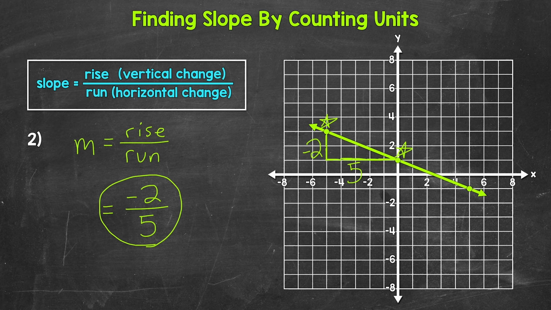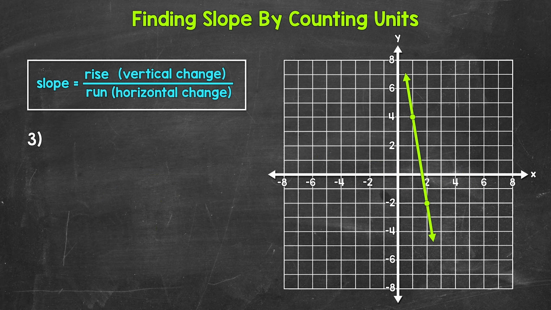And just to check, let's use this point and this point to see if we get the same thing. So our vertical change here is 1 unit, 2 units down, so -2 here. And then our run, the horizontal change, we go 1 unit, 2 units, 3 units, 4 units, and 5 units. So our run is 5. Let's move on to number 3. Now let's take a look at number 3, where we have another example of a negative slope.